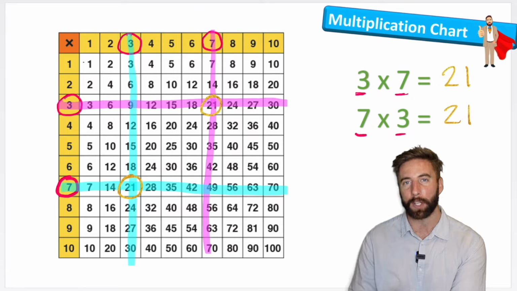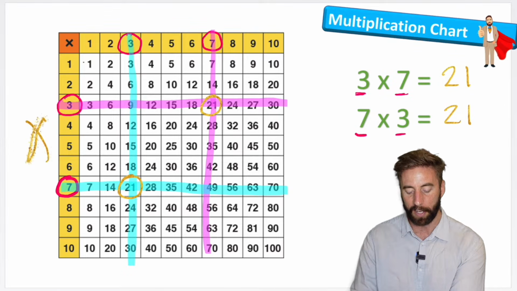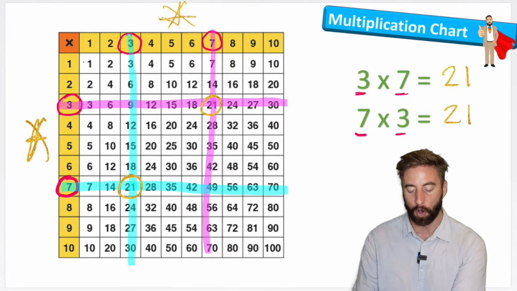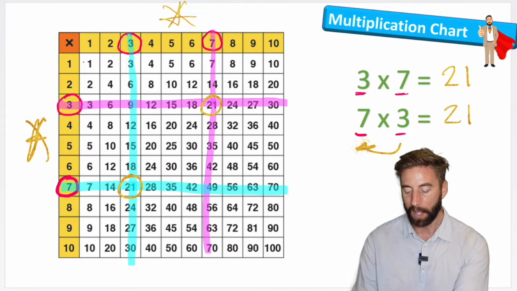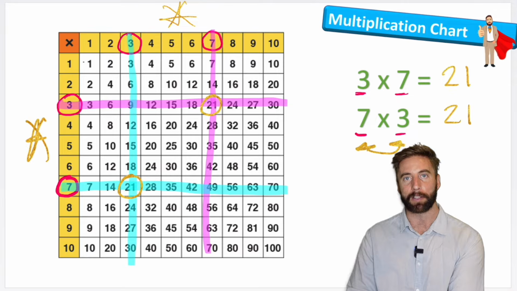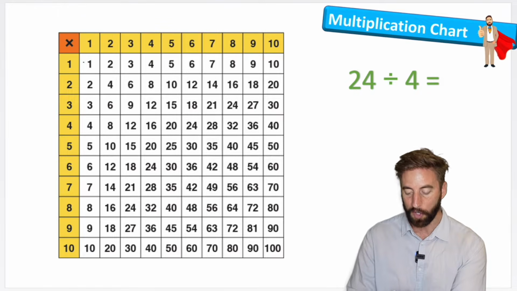So it doesn't really matter which way round I start. I can start on the side here, or I can start on the top. It doesn't really matter because these numbers can go either way round and we're still going to get the same answer. Okay, let's have a look at some division questions.